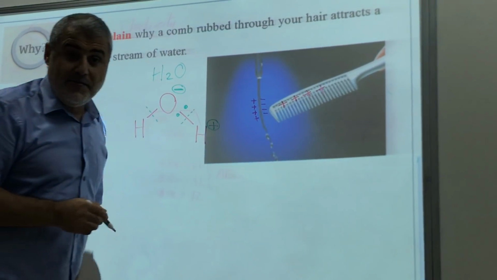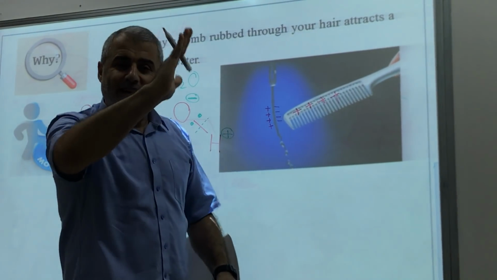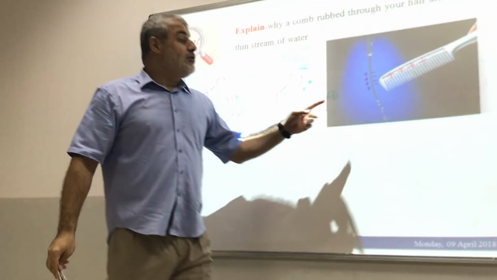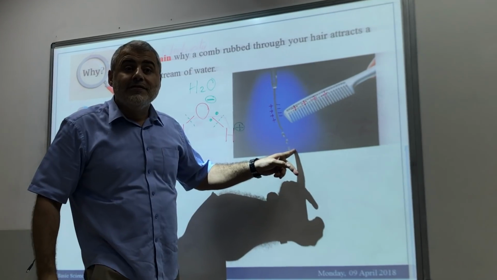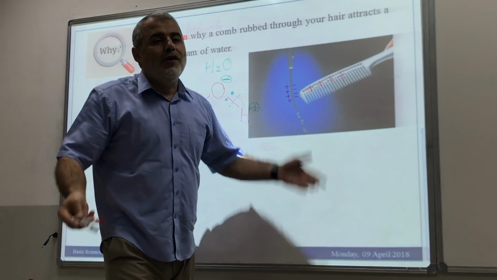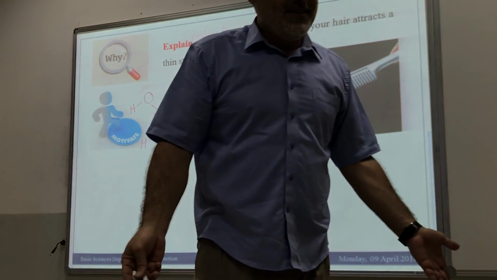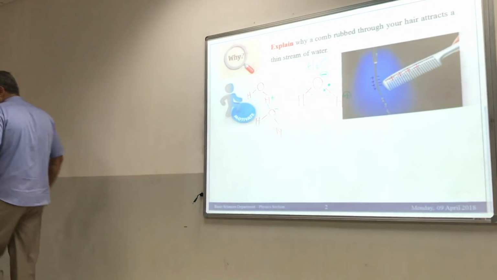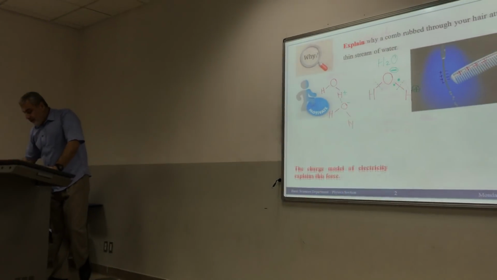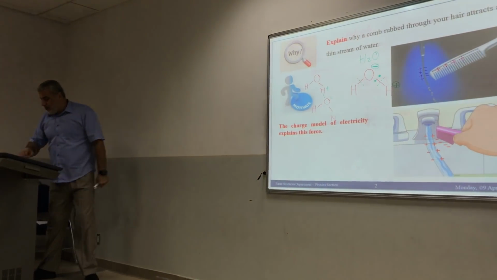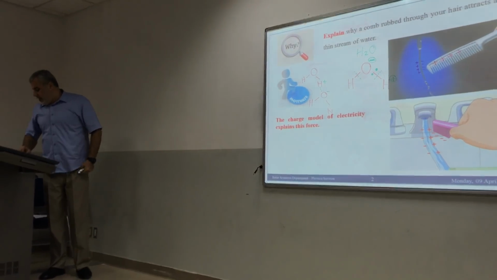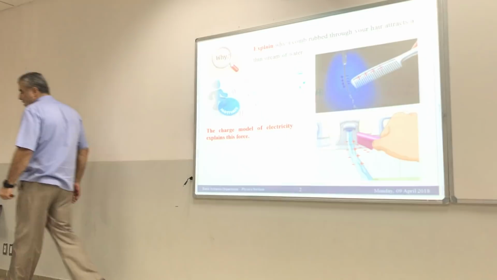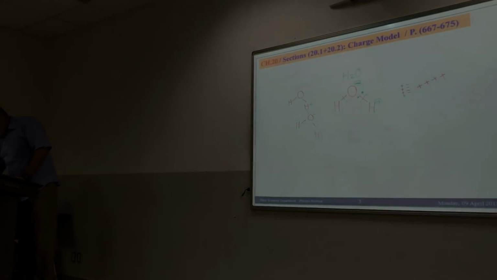You follow that, guys? That's simple. So what happened? It will bend according to that. By the way, if you try to do this with oil, nothing happens, because oil is not polar. You see the idea, guys? This is the first thing that we need. Now, the charge model of electricity explains this force. Of course, there's a force, we say an electrostatic force between two different charges. Let us proceed.